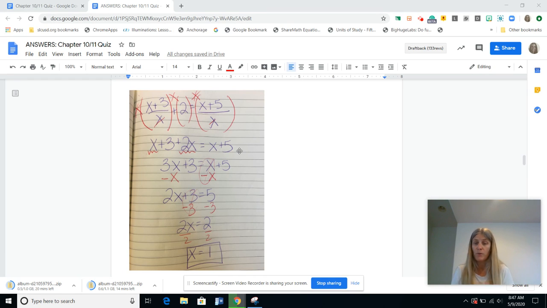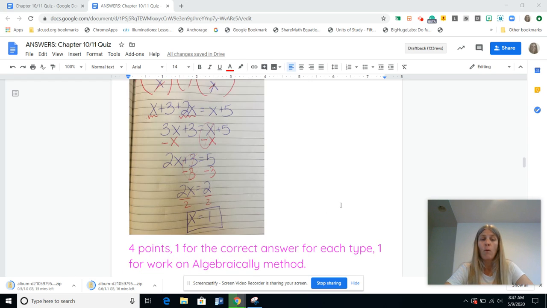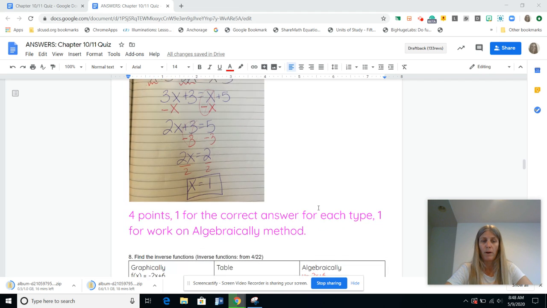We're going to move our numbers away from our variables. So subtract 3 from both sides. 2x is equal to 2. Finish up by dividing both sides by 2. So we get an answer of x is equal to 1. Once again, 1 point for your answer and 1 point for the work.